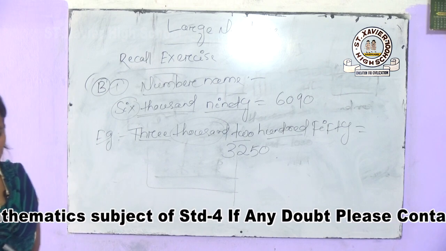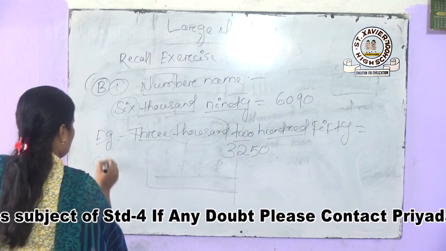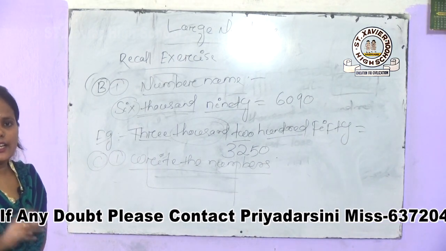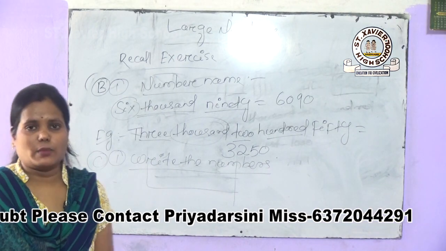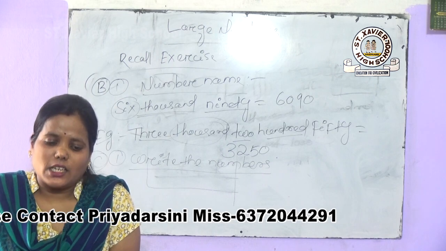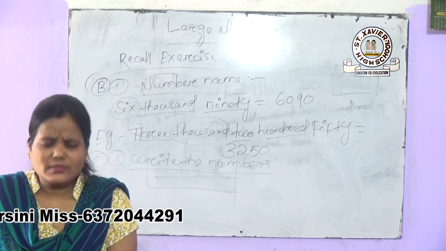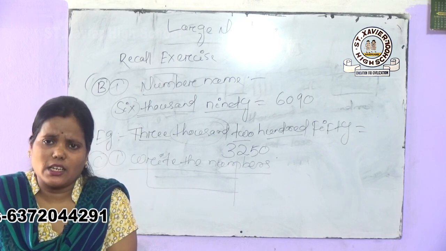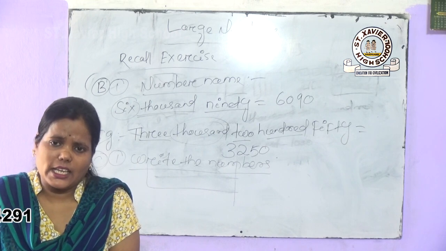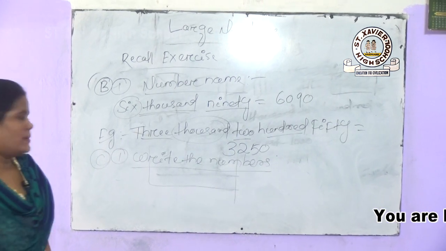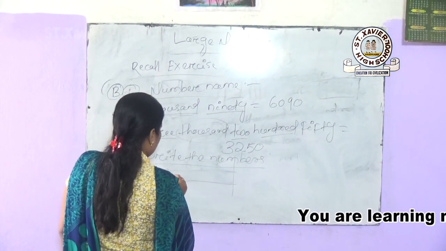Then come to write the numbers. See the question, write the numbers. Smallest 4-digit number, you already know that. What is the smallest 4-digit number, what is the largest 4-digit number, what is the smallest 3-digit number, and what is the greatest 3-digit number, you already know that.